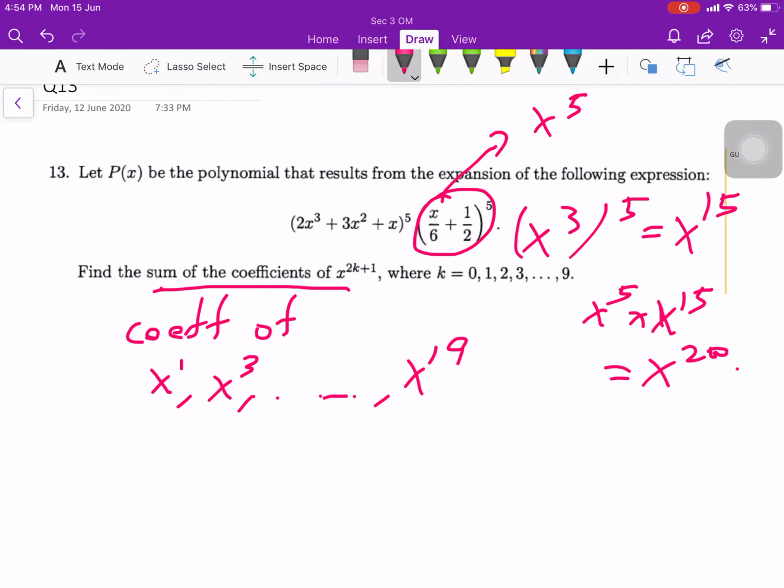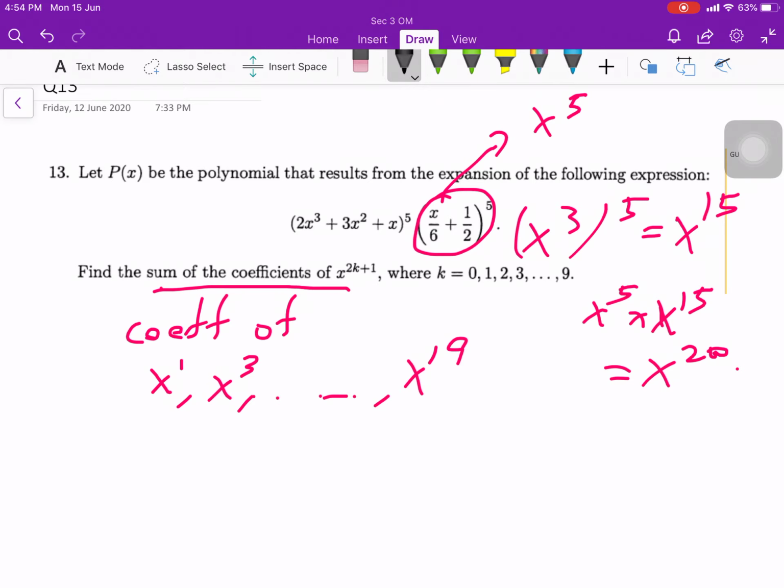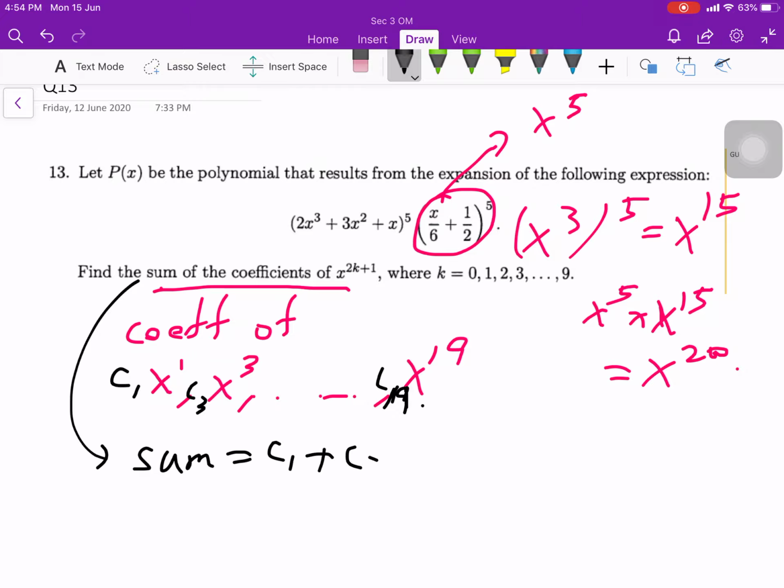That means maybe I introduce notation. Can I assume that the coefficient of x to the power 1, I call it C1. And then this is C3. And then this is C19. Therefore, this question becomes, can you find this sum? Sum of C1 plus C3 plus C5 and all the way to C19. Understand? Therefore, this is what they want us to find.